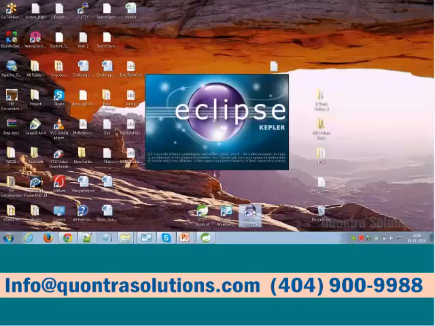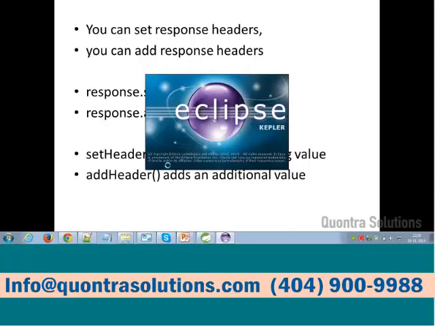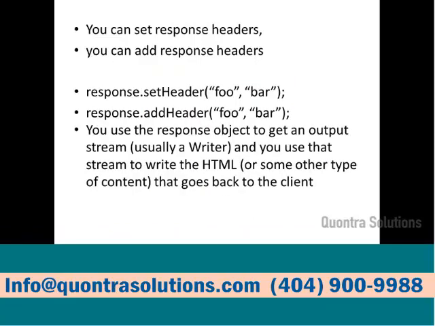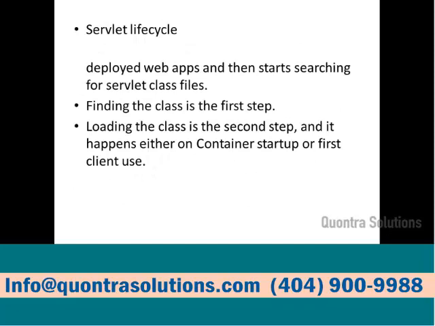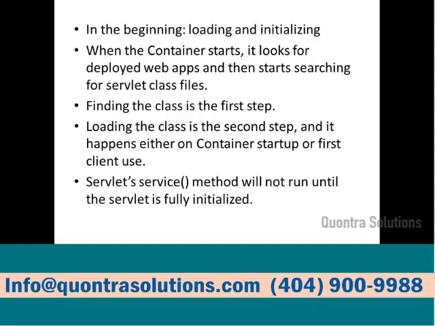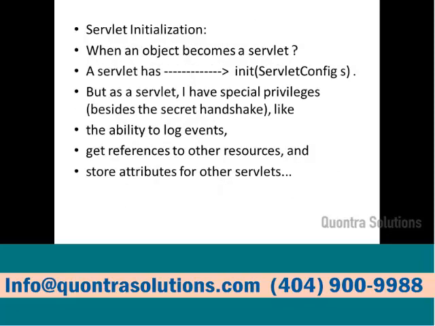Just a minute, I'm opening one example of this. So we were talking about this config. If it is an ordinary object, it will be there in the heap. Once it becomes a servlet, we will have a reference to the ServletConfig and ServletContext. As a servlet, I have special privileges: being able to log events, get references to other resources, and store attributes for other servlets. If it is a normal object, we don't have these privileges.